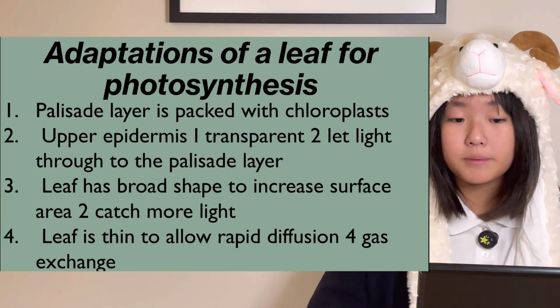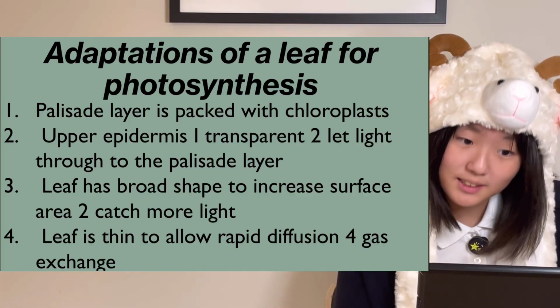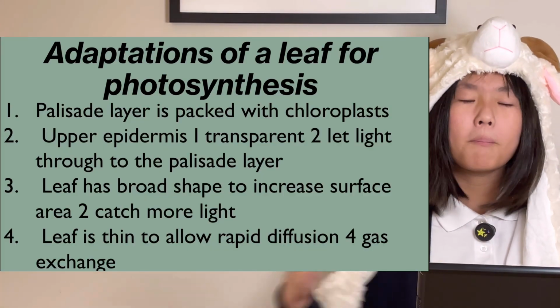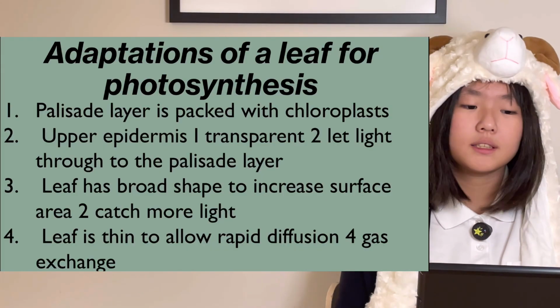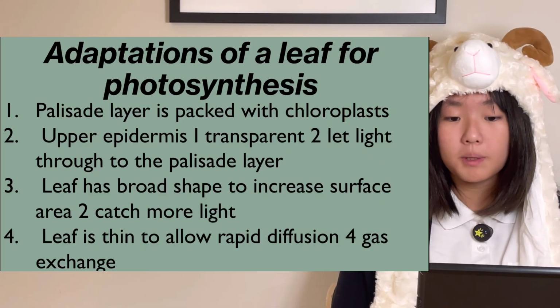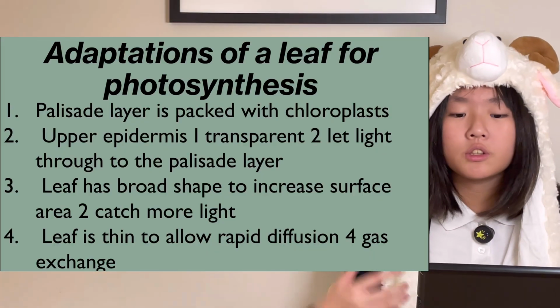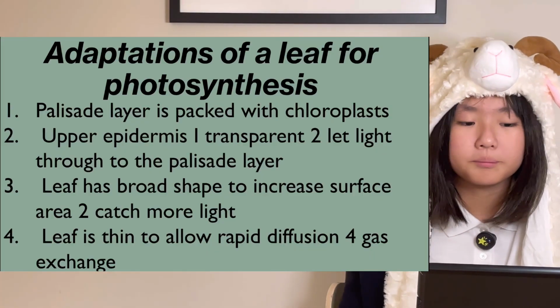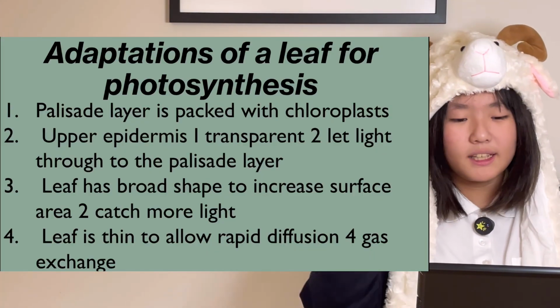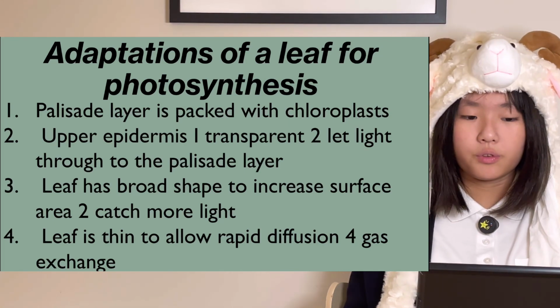Now I'll tell you the adaptations that a leaf has for photosynthesis. The palisade layer is packed with chloroplasts. The upper epidermis is transparent to let light through to the palisade layer. The leaf has a broad shape to increase surface area to catch more light. The leaf is thin to allow rapid diffusion for gas exchange.